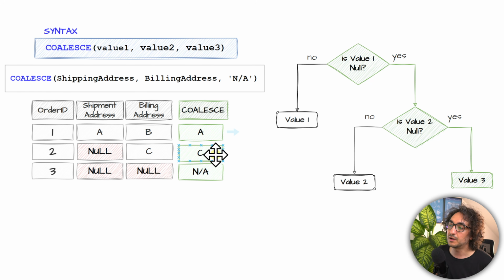So if you check the output, the first priority is always to check the values from the first column, the shipping address. If it's null, then the second priority is the billing address. If it's null, then the last priority is the default value. So as you can see, SQL is checking the values from left to right, and it stops immediately once it encounters the first not null value and returns it in the results. So this is how the COALESCE works.